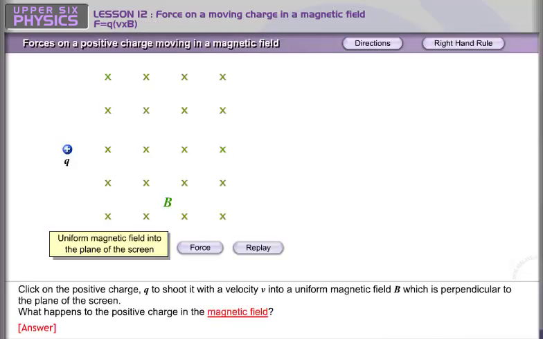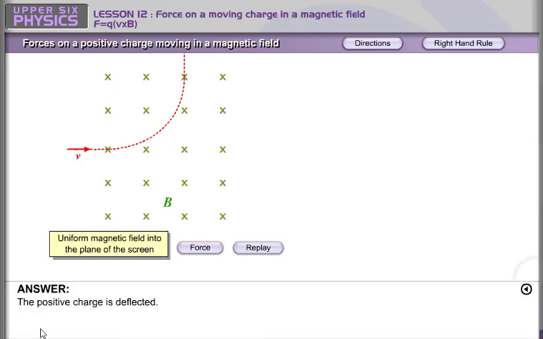Click on the positive charge Q to shoot it with a velocity v into a uniform magnetic field B, which is perpendicular to the plane of the screen. What happens to the positive charge in the magnetic field? Answer. The positive charge is deflected. Why is the positive charge deflected? Answer. The magnetic field exerts a force on the moving positive charge.